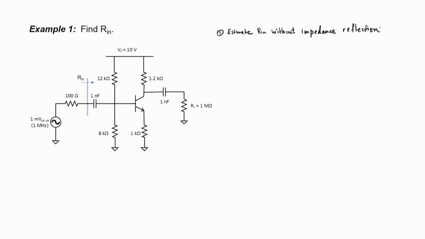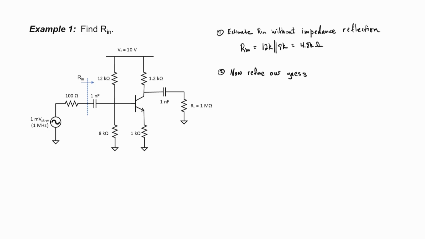the base resistance. By inspection, I can see that the input impedance should be something like 12 kiloohms in parallel with 8 kiloohms. If a transistor amplifier is well designed, it turns out that this is actually a reasonable approximation in most cases to the input impedance. This works out here to 4.8 kiloohms. Let's now include the effects of the emitter resistance in order to refine our estimate.